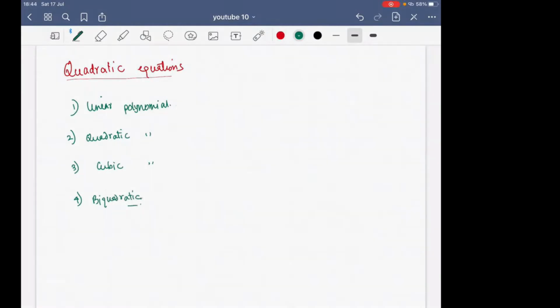So if I give an example, linear polynomial, this means the degree or the highest power of the variable should be 1. Example is x plus 1. Here you can see that this is the variable and the highest power is how much? The highest power is 1.